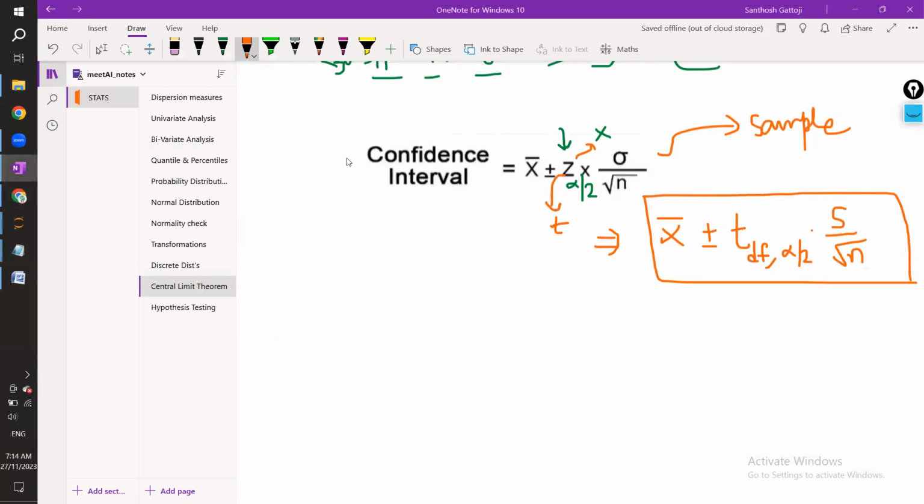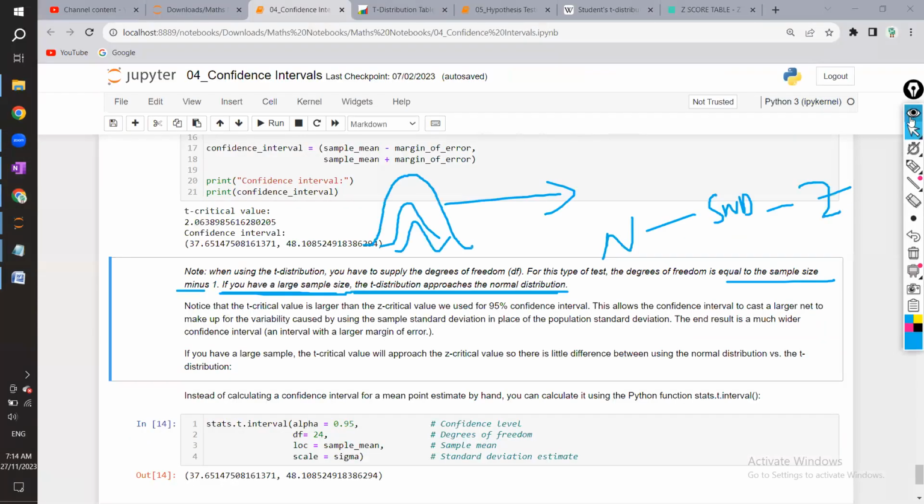But if the sample size is decreasing, it is coming down, then obviously you lose this Z value. So obviously you should switch to this formula. Is it clear, guys? Are you understanding? So when to use Z value, when to use T value, what is T distribution?